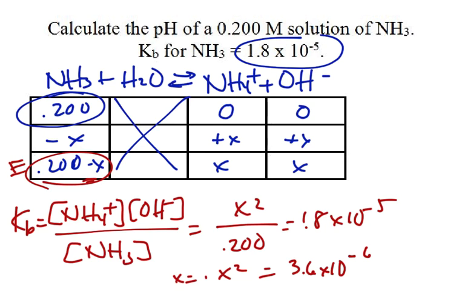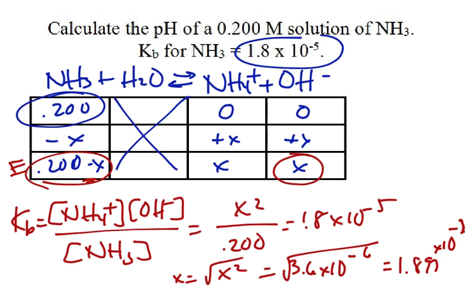And to get x, we take the square root of both sides, and we get 1.897 times 10 to the negative 3. It's a little sloppy, sorry about that. Now, that's our x value. We can see our x value in this case is the OH minus concentration. So we're going to take the negative log of that number, and that turns out to be 2.72, which is our pOH, and subtract from 14. So our final answer, I'll change colors, is 11.27.